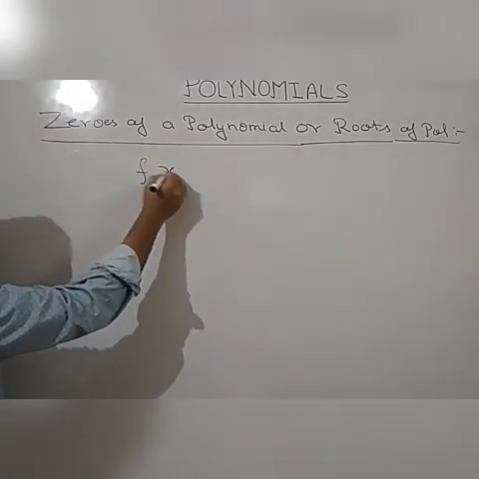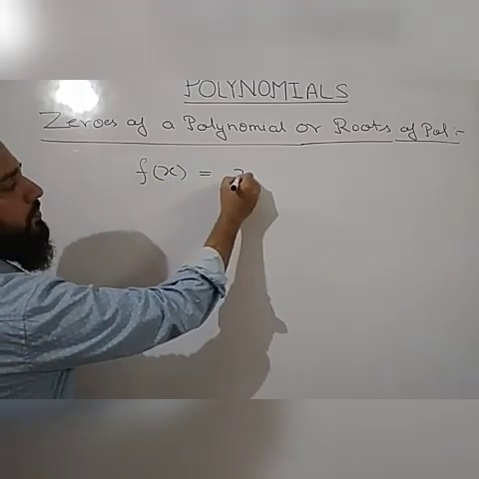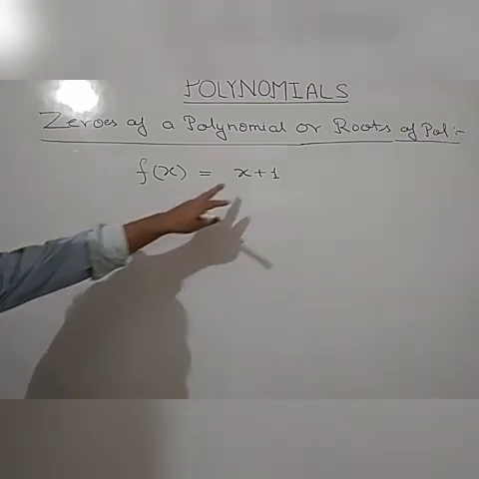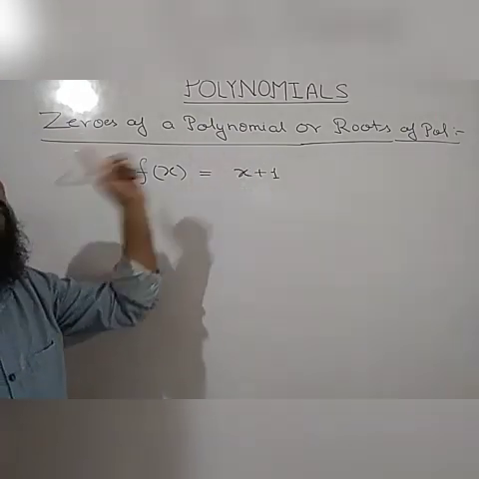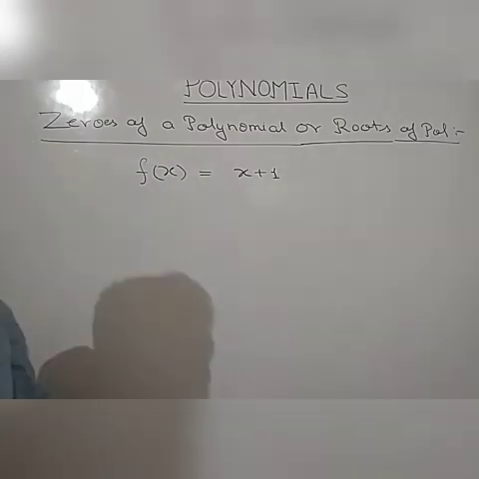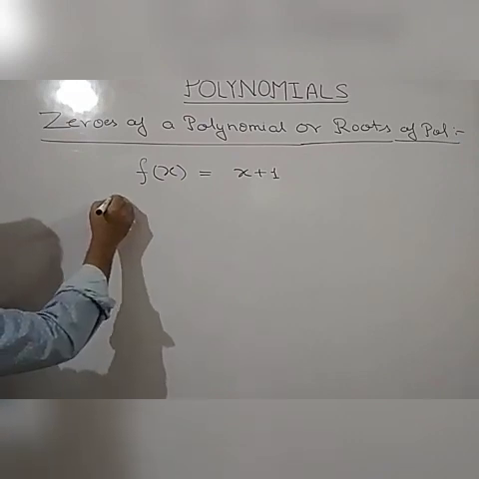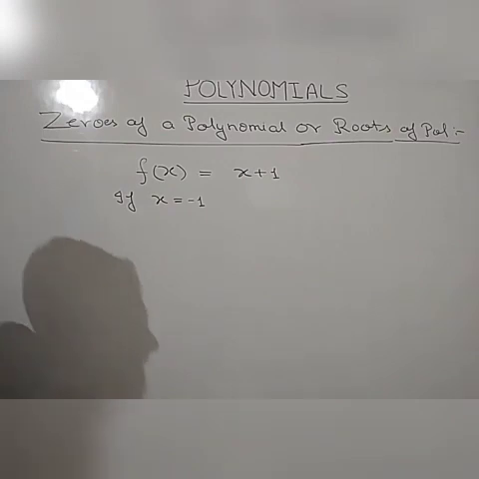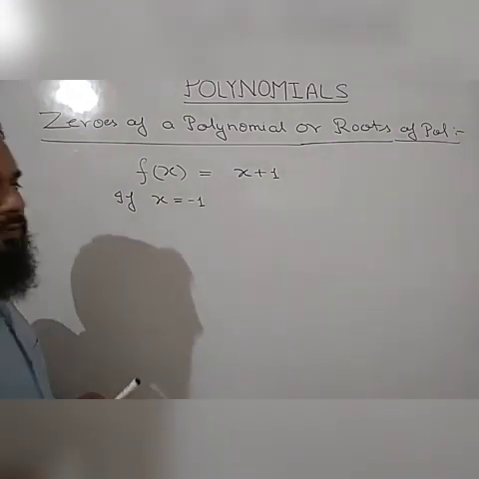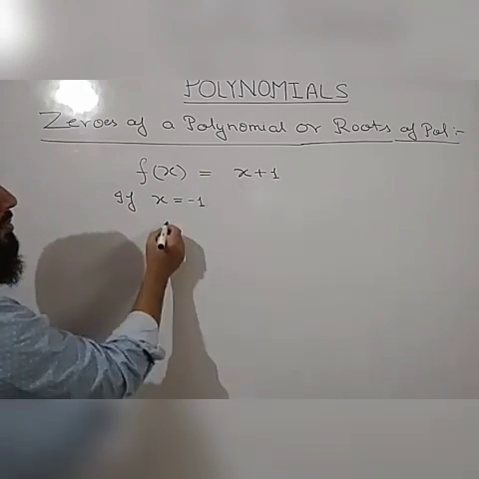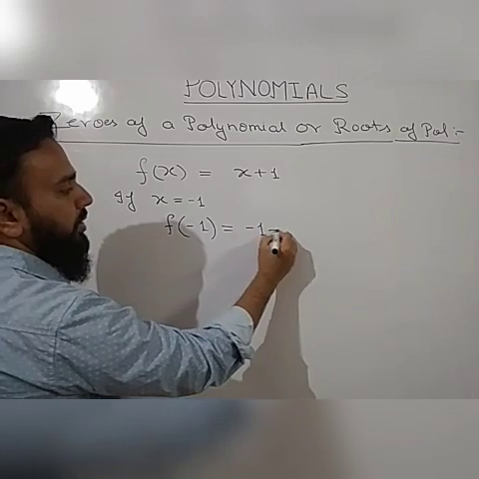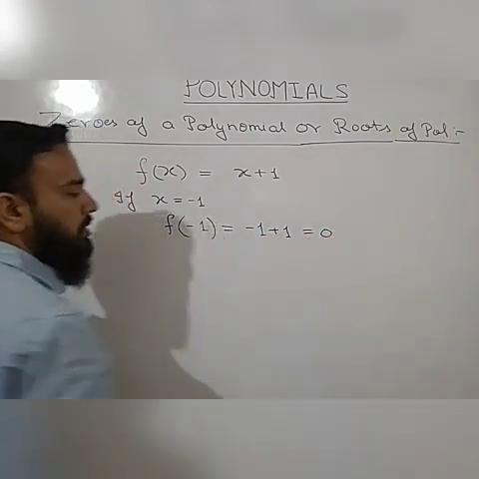Suppose we have given a linear polynomial f(x) = x + 1. Okay, we have given a polynomial. It is a linear polynomial because its degree is 1. So f(x) = x + 1. Now, if x = -1, if we take the value of x as -1, then what will be the value of this polynomial? The value will be f(-1) = -1 + 1, that will be equal to 0.